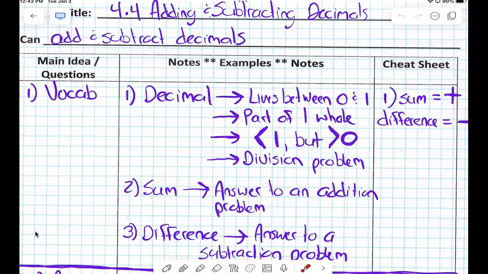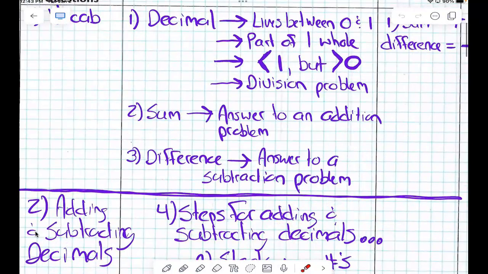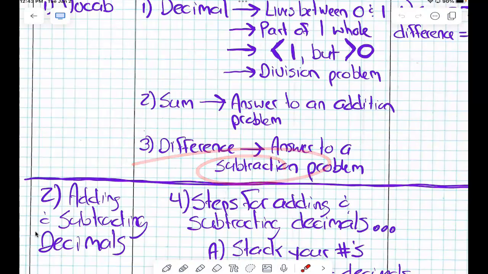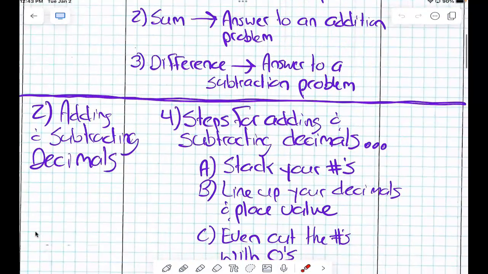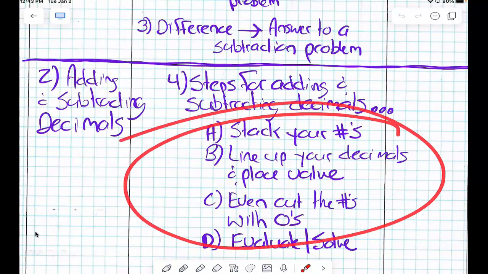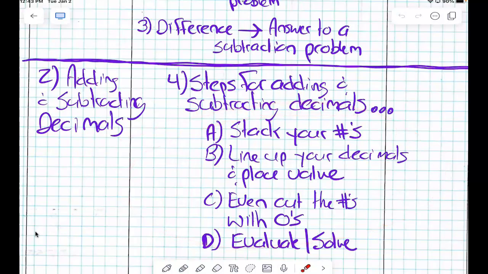Sweet. Sum would be the answer to what type of problem? Addition. I just need you to answer my questions. A difference would be, the word difference means it's an answer to a subtraction problem. Cool. Adding and subtracting decimals has 4 steps, just like if we're comparing decimals. The steps are the exact same, but let's review them really quick here.